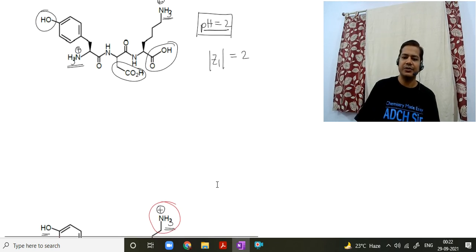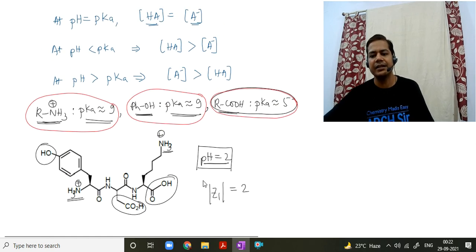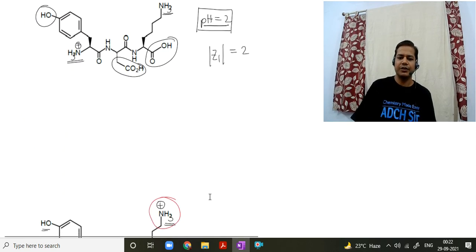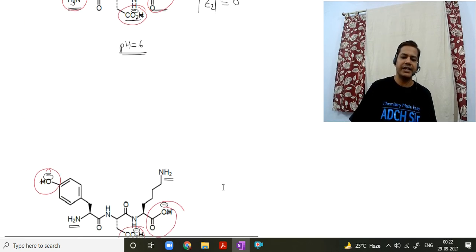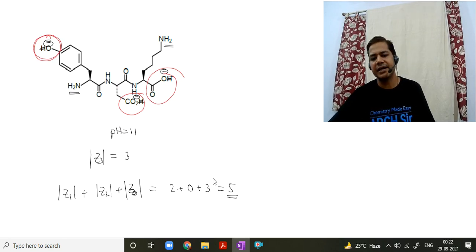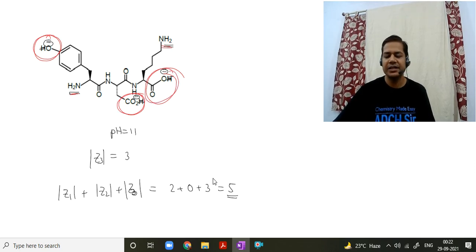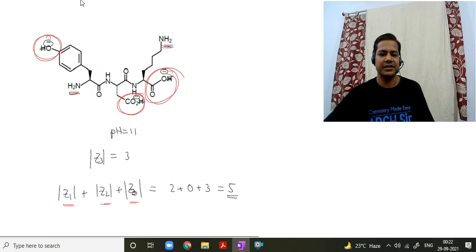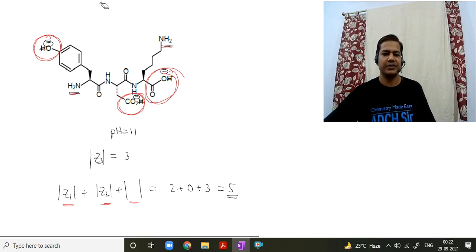And at pH equal to 11, which is greater than the pKa of carboxylic acid, greater than the pKa of phenol, greater than the pKa of ammonium ions, phenol ionizes to form phenoxide. The 2 ammonium ions remain in the deprotonated form as NH2. The 2 carboxylic acid groups ionize as COO minus, resulting in a total of -3 charge on the entire molecule. The absolute value of charge becomes 3. Now adding the values Z1 plus Z2 plus Z3, we get 2 plus 0 plus 3 is equal to 5. So I hope I am very clear.